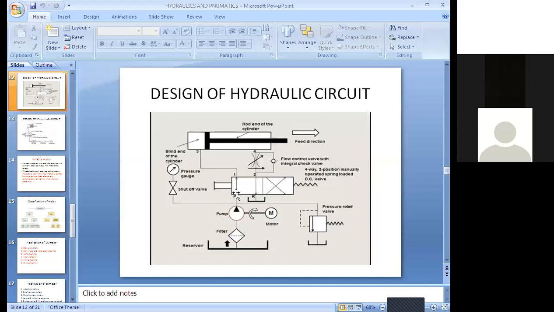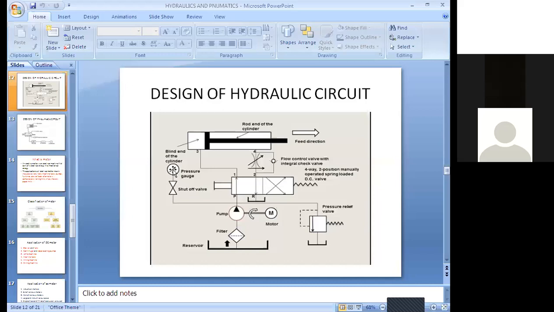See here, P is the pump and R is the reservoir. Ports 1 and 2 are inputs, and 3 and 4 are the outputs; sometimes it may be vice versa. Because two-way fluid flow is there and two positions are there, it is a four-way two-position manually operated spring-loaded valve. First I would like to explain the left way of fluid flow.